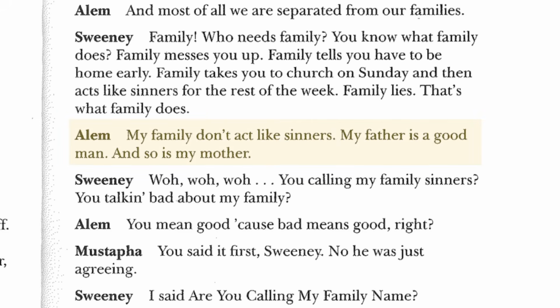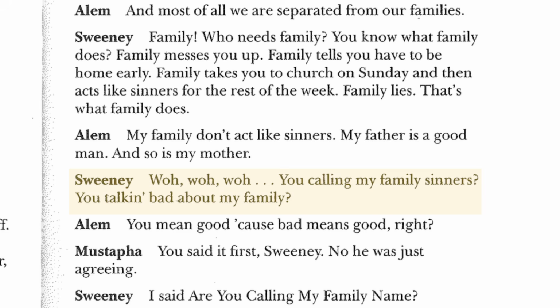And Alem says, my family don't act like sinners. My father's a good man and so is my mother. Whoa, says Sweeney. Whoa, you calling my family sinners? You talking bad about my family?